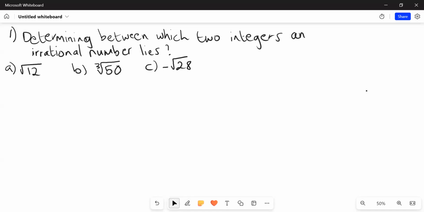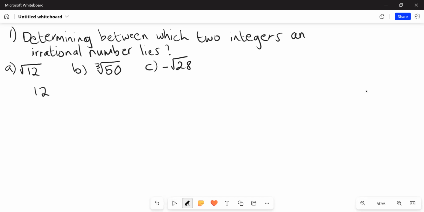So before we start, let's just define an irrational number. An irrational number can be pi, can be a square root of numbers that are not perfect squares, or cube root of numbers that are not perfect cubes, right? And an irrational number cannot be expressed as a fraction. So here they gave us square root of 12, which means basically we're focusing on 12.